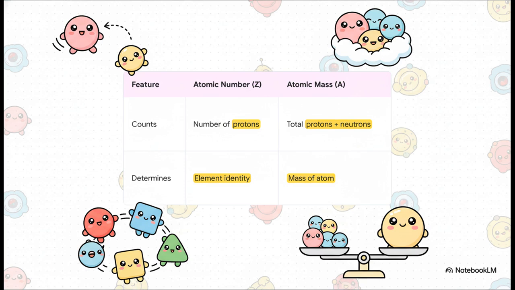Then look at the second row, because this is the real takeaway. Atomic number determines the element's identity. It answers the question, what are you? But atomic mass? That just determines its mass. It answers, how heavy are you?